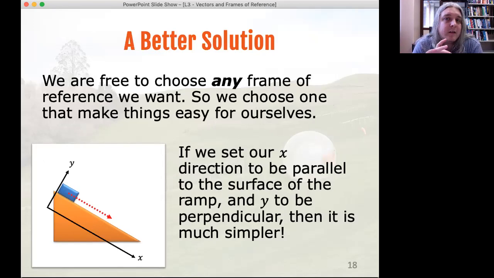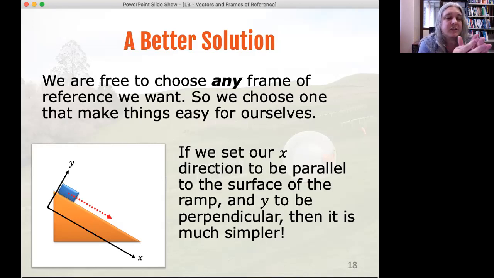So if we instead choose the path of our box to be our x-axis, then the position of our box, as in how far down the ramp it's traveled, is the only value we need. It's actually a one-dimensional problem. We only need the x dimension. We don't need the y dimension because the box is not going to move in that dimension. We would need the y if we were going to talk about our forces, because there are forces in that direction even though the box doesn't move in it. But for now, we're just talking about the motion of the box.